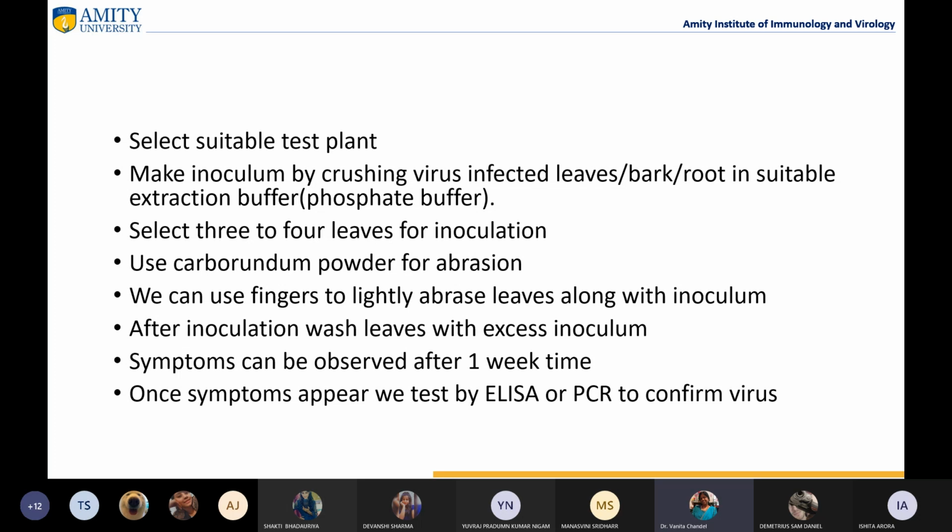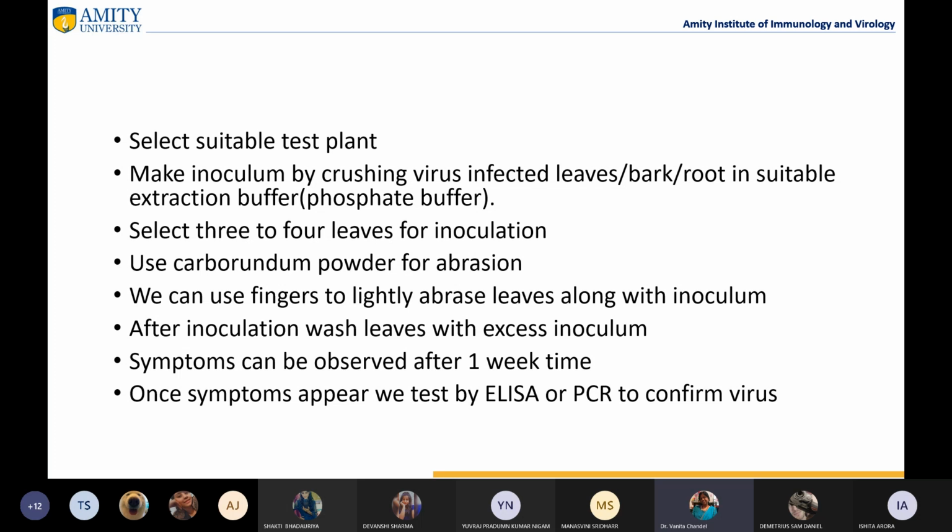Then we select 3 to 4 younger leaves for inoculation. Prior to that, we grow those plants, basically Nicotiana tabacum or benthamiana, any plant, through seeds. We grow them in glasshouse conditions, right? It's not that in the wild these plants are grown and we just inoculate them. No, the seeds are available and we use those seeds for growing these plants, and we make sure that these seeds are already free from these kinds of pathogens, right?